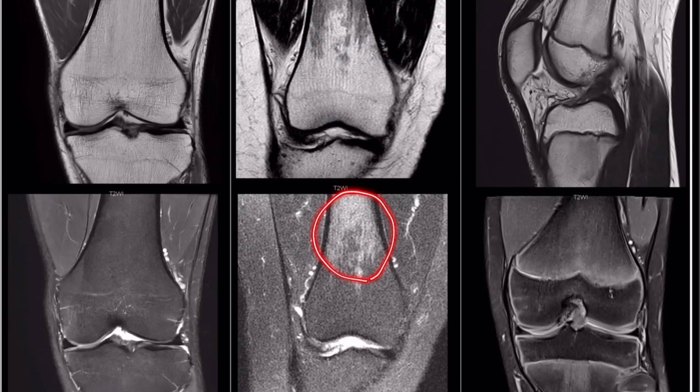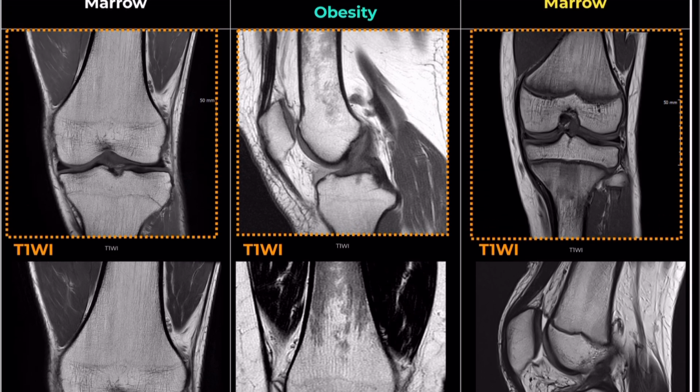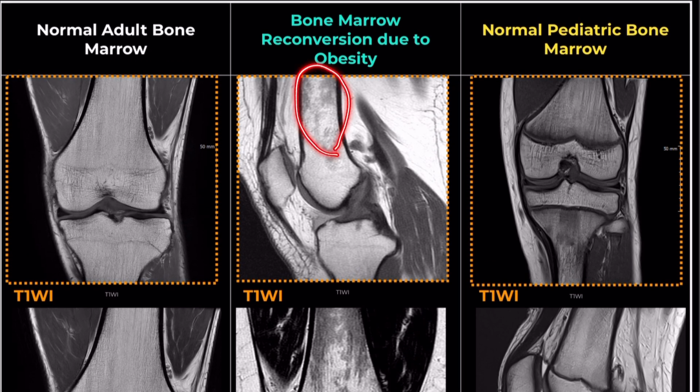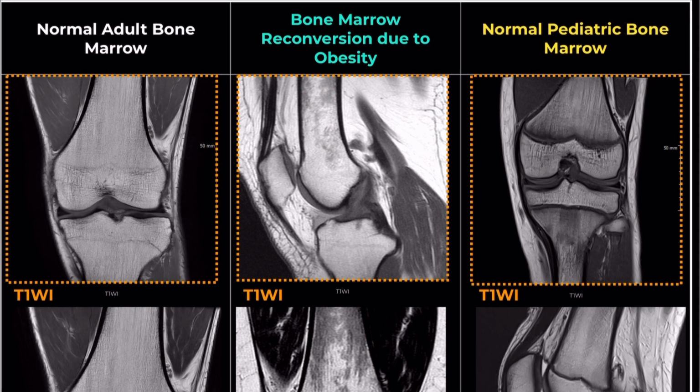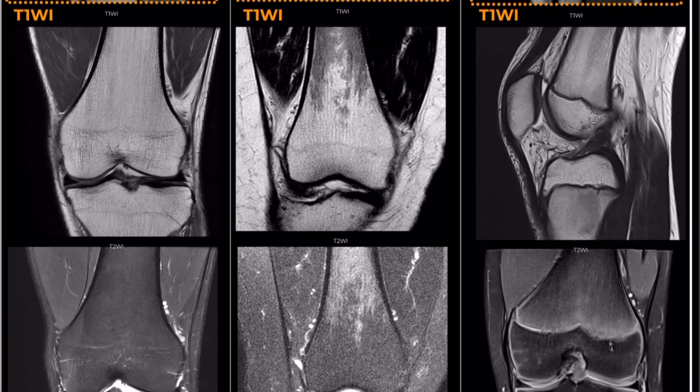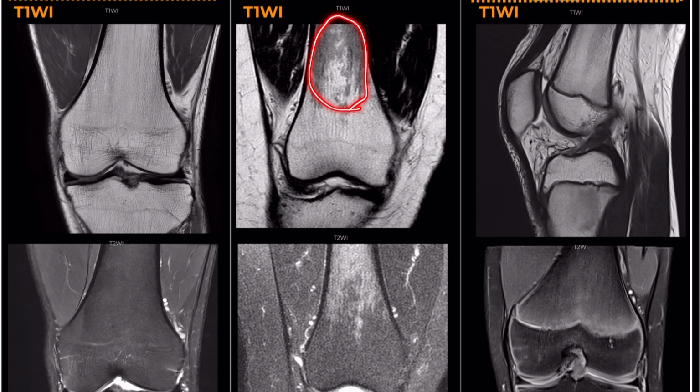Key points to note. On T1-weighted images, these areas appear as decreased signal intensity. Due to the intermixed fat in red marrow, it usually has higher T1-weighted signal intensity than muscle. On T2-weighted images, they show intermediate signal intensity.